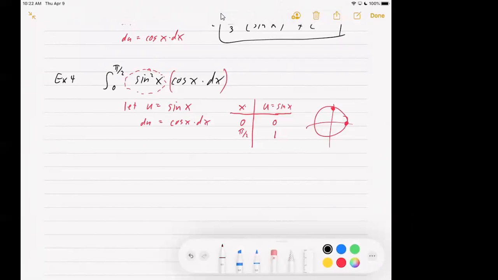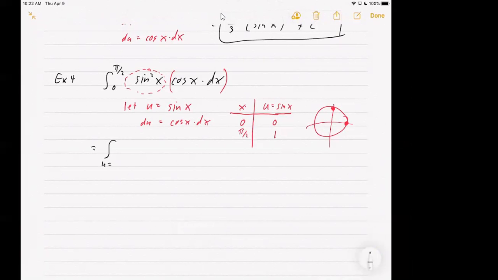So let's come back here, and we can rewrite this as the integral from u equals 0 up to 1 of u squared du. Remember that the sine squared of x, sine of x is u, so we have u squared, and everything in the red parentheses would be du. So we can say this is equal to the integral of 1/3 u cubed, or u cubed over 3, evaluated at 0 and 1. So we end up with 1/3 minus 0, or just 1/3. Okay, so that came out very nicely. Let's do one more of those.